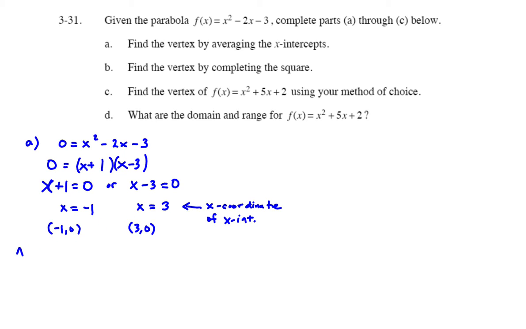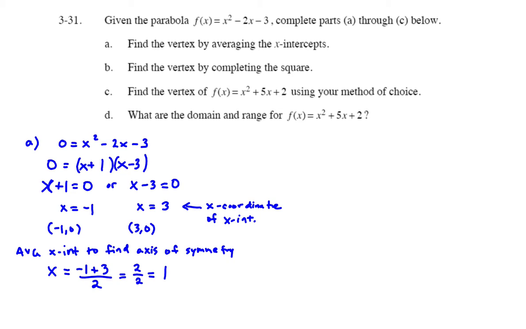Now, we're going to average the x-coordinates of the x-intercepts to find the axis of symmetry. So we have negative 1 and 3. If I say x equals, remember this would give me a vertical line, negative 1 plus 3, and I'm going to divide it by 2 because I'm taking the average of the two. Negative 1 plus 3 is 2, and 2 over 2 is 1. So the equation for the axis of symmetry, which I'm going to abbreviate AOS, is x equals 1.